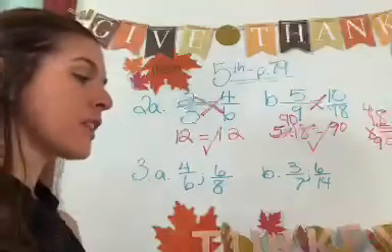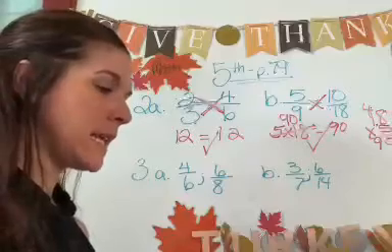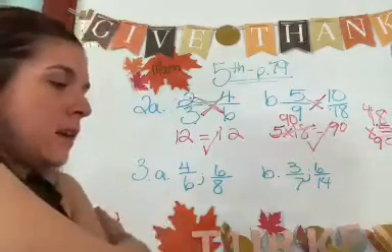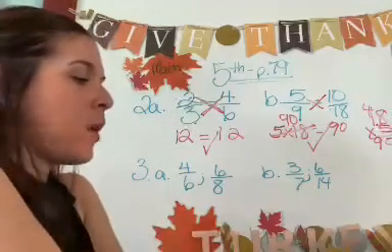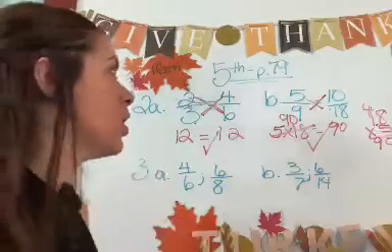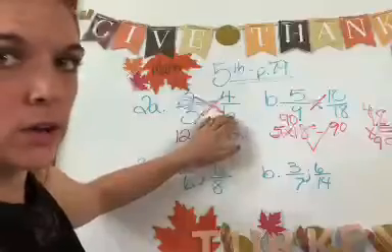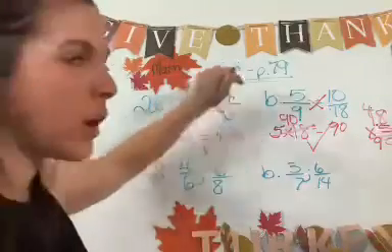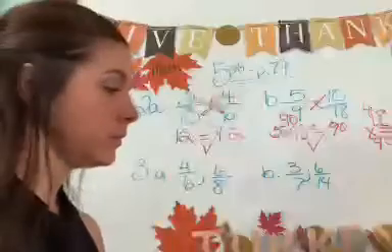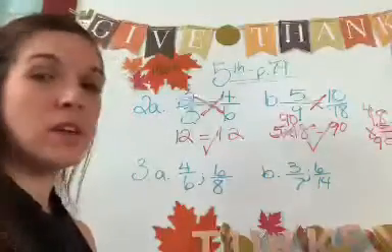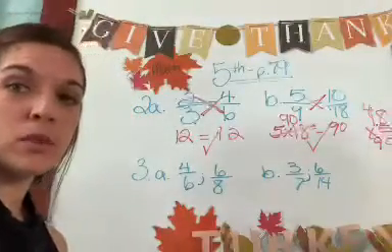So go ahead and do that for letters C, D, and E. Just cross multiply and see if they are equal. Remember what I did? 2 times 6 across from each other. And then 3 times 4 across from each other. Stop the video if you need to. And then we're going to do number 3.